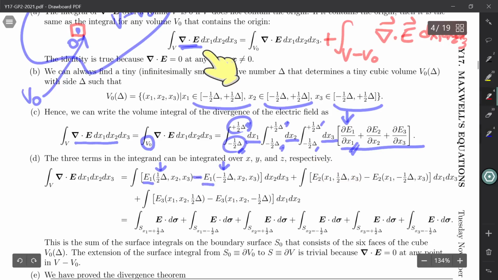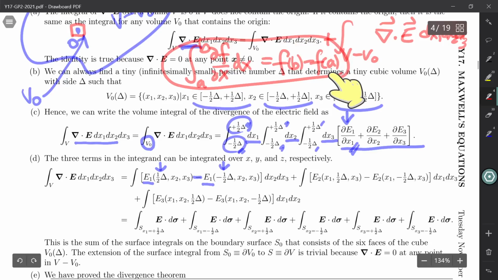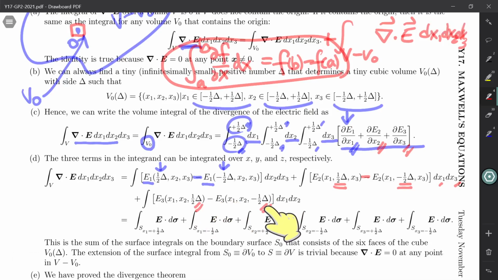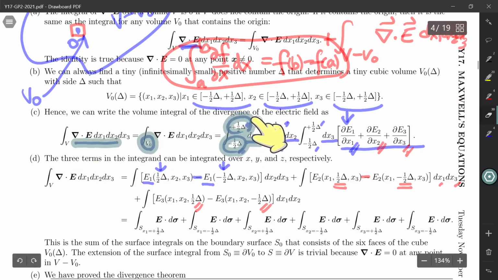As we know, this is f of b minus f of a. This is a trivial relation. In a similar manner, we can carry out the x2 integral for the second term. So for the second term, the x2 integral is carried out, upper bound minus lower bound, keeping x1 and x3 unintegrated. In a similar manner, the third term, x3, is integrated over. What we find now is an interesting stage.